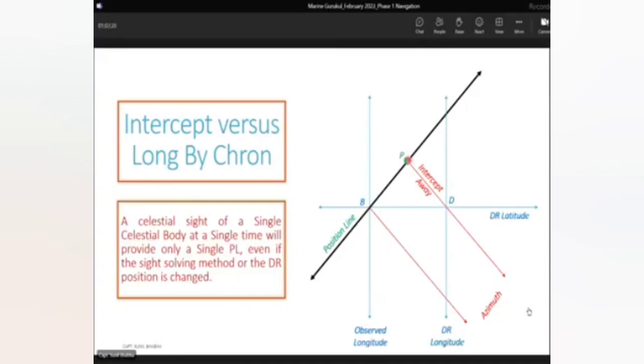So from this ITP, if you draw a line perpendicular to the azimuth of the body, you will get the PL again. And you will observe that from both these methods, whether it is longitude by chronometer or the intercept method, the position line obtained will always be the same. We cannot have two position lines from a single body at a single time by using two different methods, intercept and longitude by chronometer. That's not possible. So this is the concept or comparison of longitude by chronometer and the intercept method.